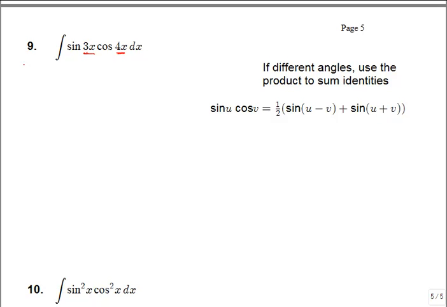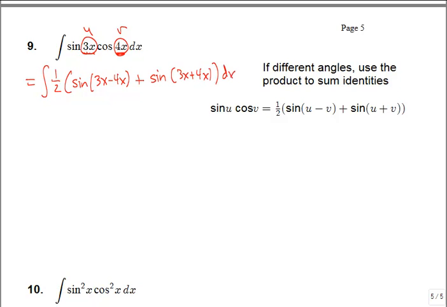So let's apply that to this. So this is going to be 1/2 parentheses sine of, this is my u and this is my v. So we want the u minus the v, so 3x minus the 4x, plus sine of u plus v, so 3x plus 4x dx. Now simplify that before you go on. Let's go ahead and pull our 1/2 out, and this becomes sine of 3x minus 4x is a negative x, and 3x plus 4x is 7x.